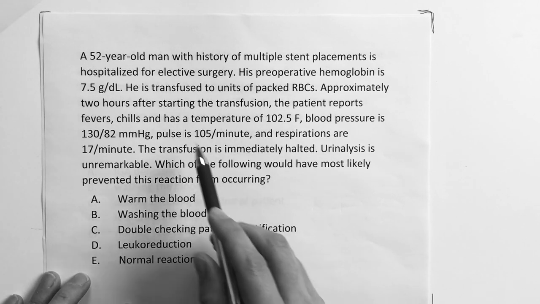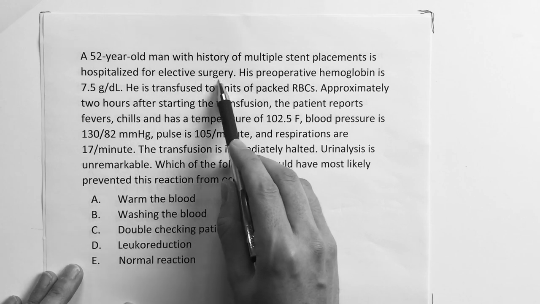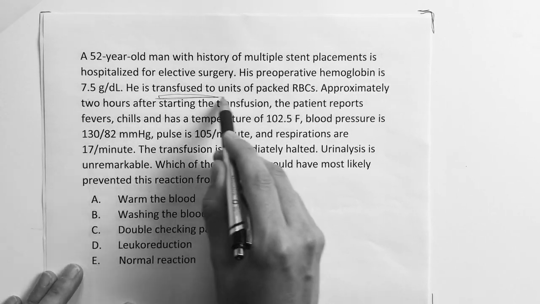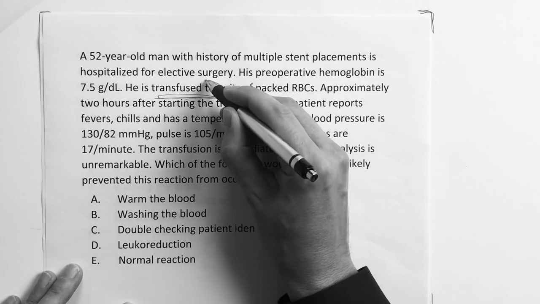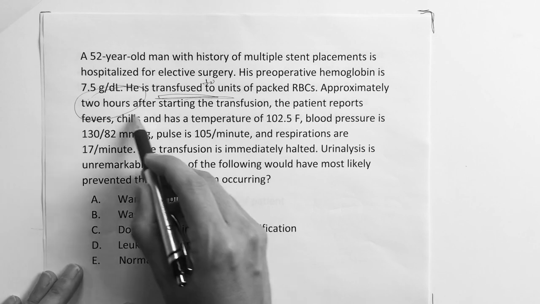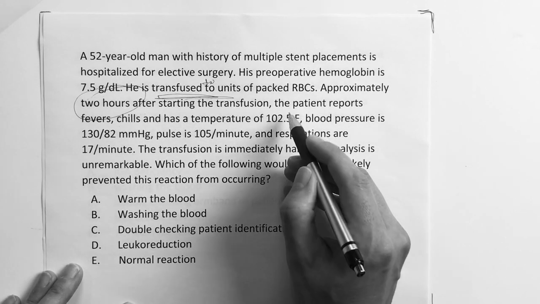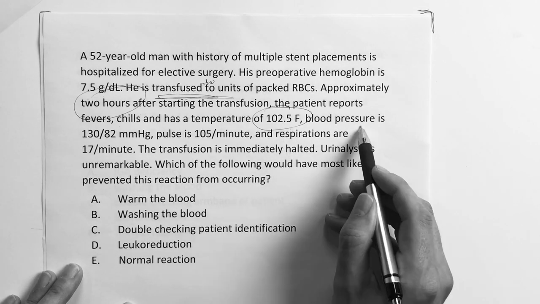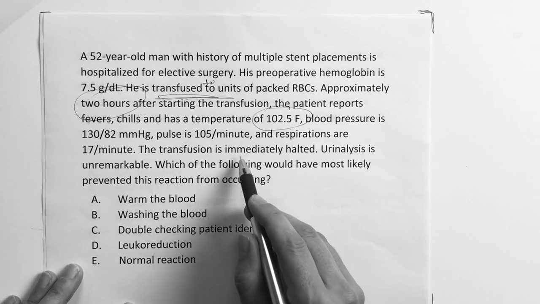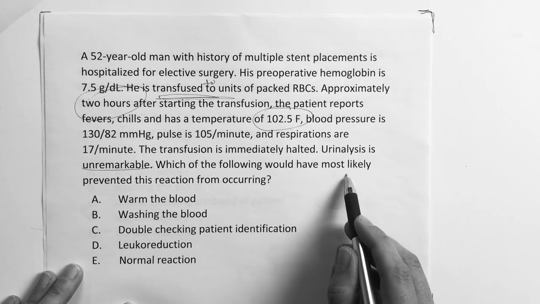This one says, 52-year-old man with a history of multiple stent placements is hospitalized for elective surgery. His preoperative hemoglobin is 7.5. He's transfused 2 units of packed RBCs approximately 2 hours after starting the transfusion. The patient reports fevers, chills. Temperature is 102. Blood pressure is 138.2. The transfusion is immediately halted. Urinalysis is unremarkable. Which of the following would have most likely prevented this?